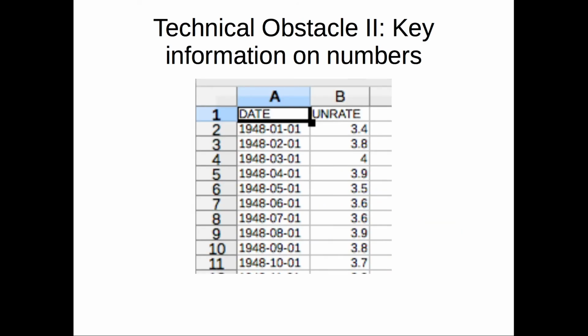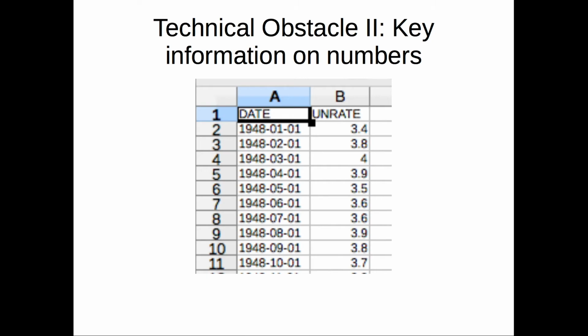And the other one is what I refer to as key information on numbers. The buzzword here is metadata, but that's very cryptic. What do we mean by key information on numbers? Well, when someone gives you some data to analyze, you have numbers. And the numbers, 2.3, whatever. But what do they mean? What do they refer to?